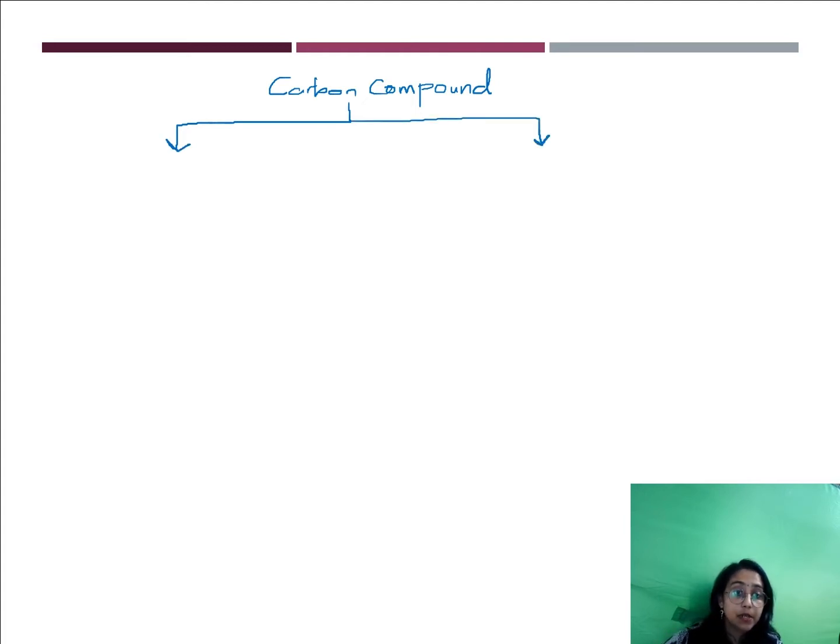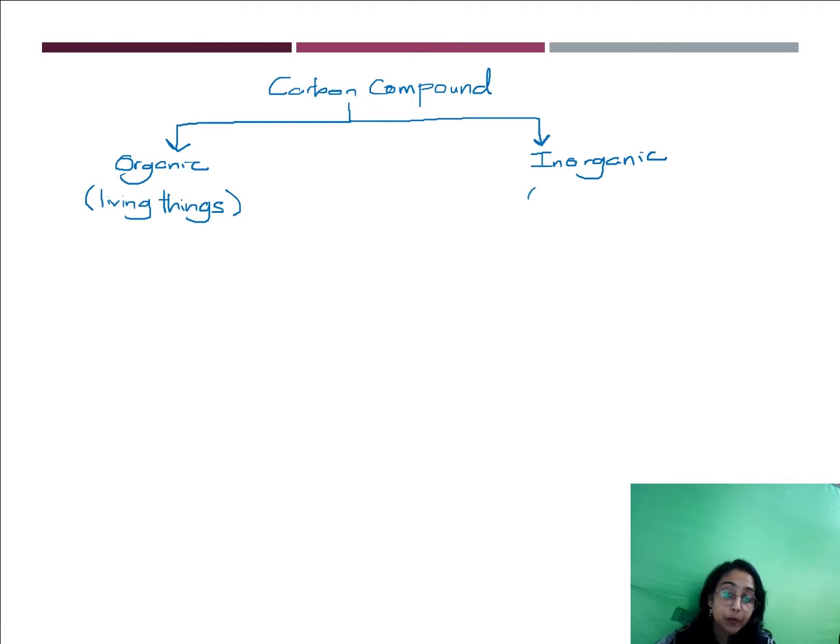One is called organic carbon compounds, and the other is called inorganic carbon compounds. How do we classify whether it's organic or inorganic? From the source where we obtain it. If you obtain the carbon compound from living things, then the compound is considered an organic carbon compound. If you obtain the carbon compound from non-living things, then it is considered an inorganic carbon compound.